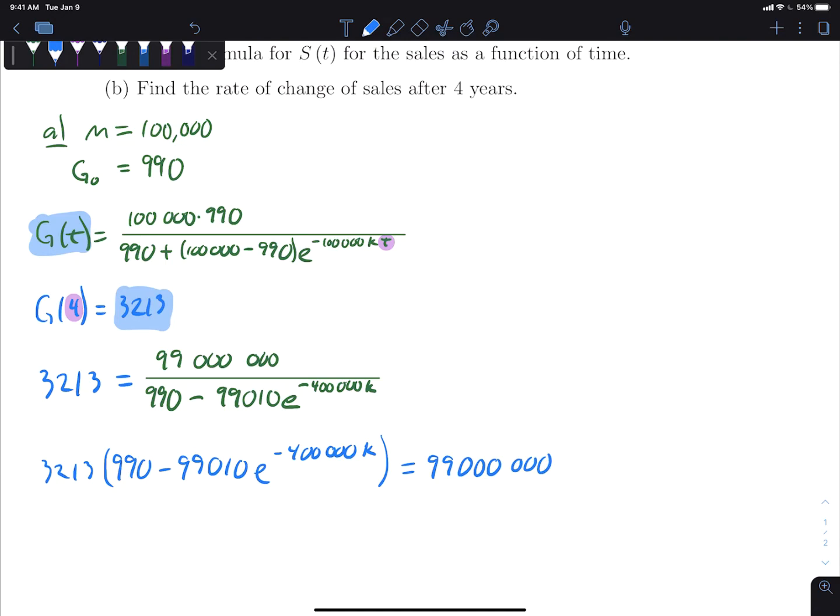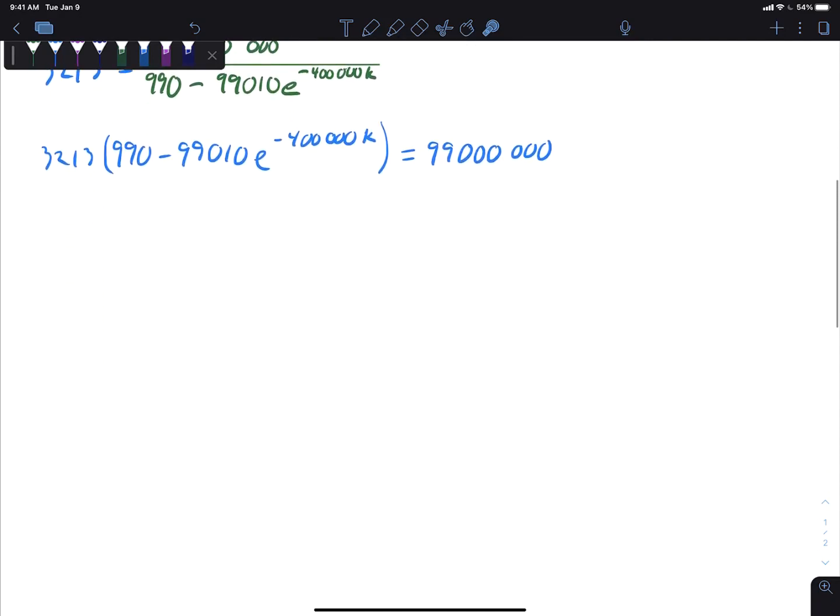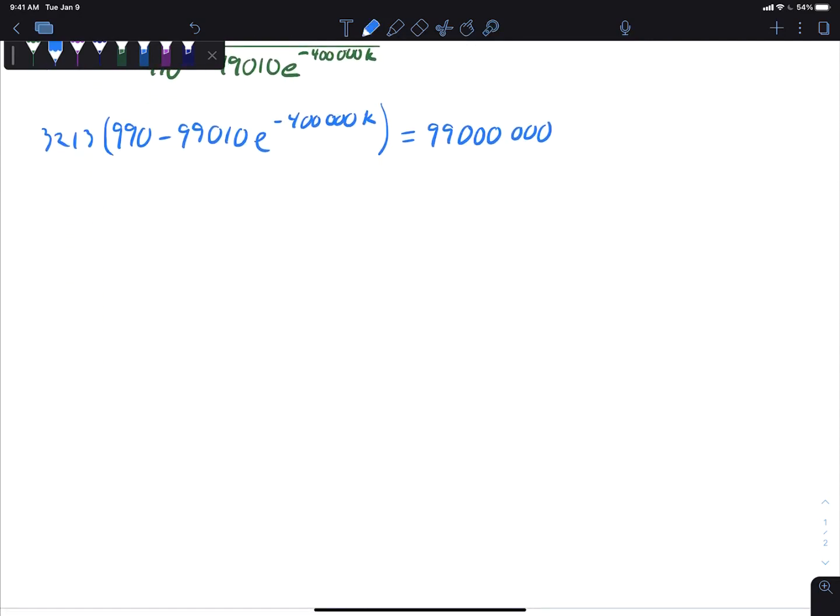Now, here's the thing. Notice that I need to solve for the k here. That means I need to get rid of the 3,213, so I'm going to divide both sides by 3,213. Doing so is going to give me the following. It gives me 990 minus 99,010 e to the negative 400,000 k is equal to that 99 million all over 3,213. Now, I'm not going to figure out what that is yet. I'm going to wait till the end.